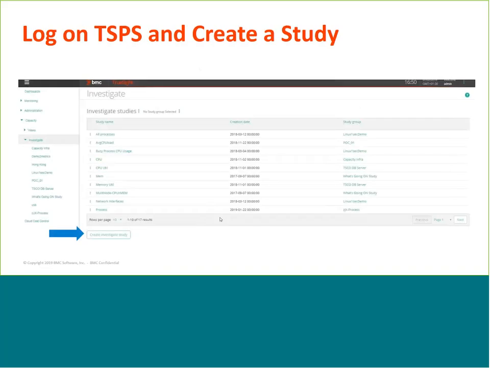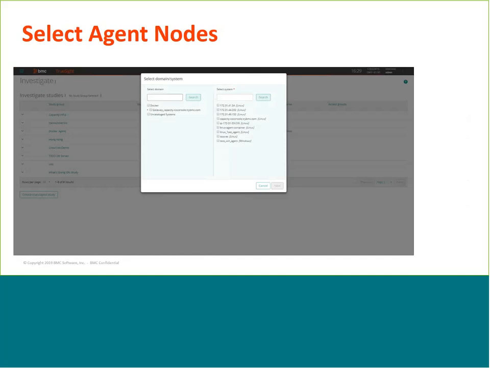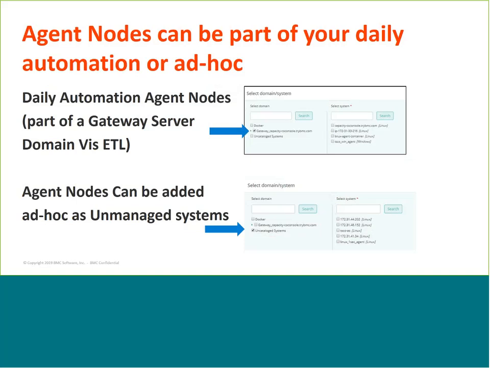So you would log into the TrueSight presentation server and you would create a study. A study allows you to select the agent nodes that you're interested in. Now, the agent nodes could be in terms of the agent that's running or data that the agents have collected previously in a persistent data store. There's two types of agent nodes that could be incorporated into your research.